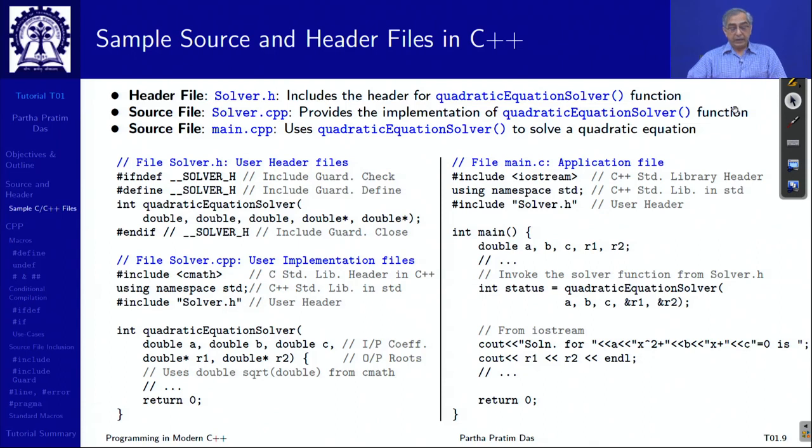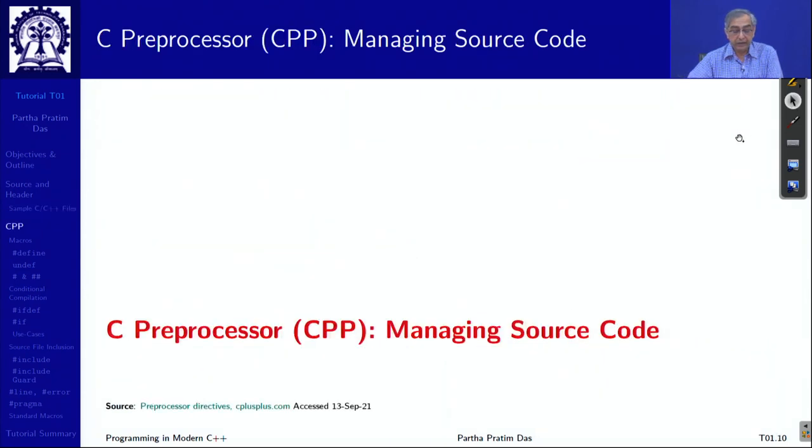This is the same thing you can do in C++, and you should be doing that. So, this is solver.h, this is solver.cpp including solver.h, and the main to make use of it. The same thing will apply whether you are just having functions, or you are having functions and classes both.